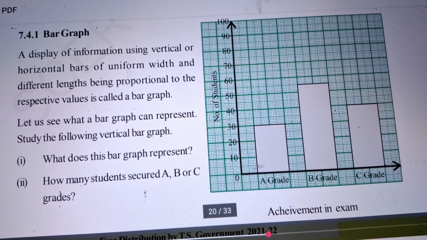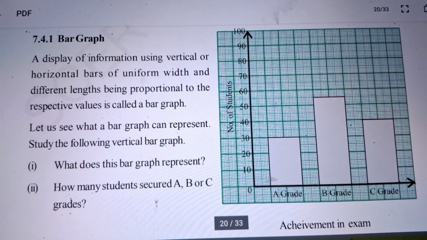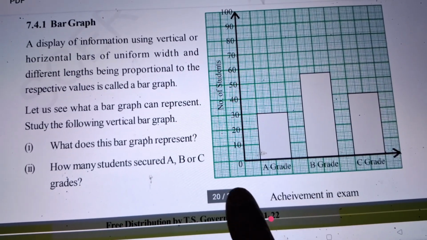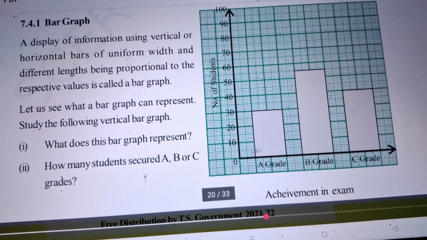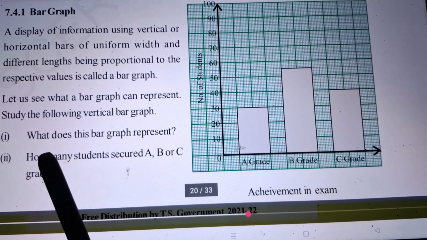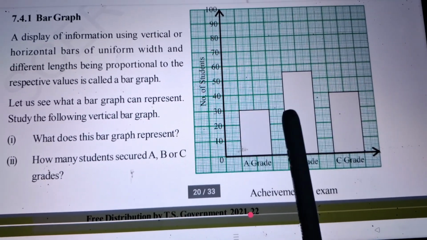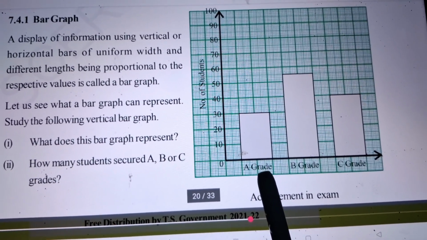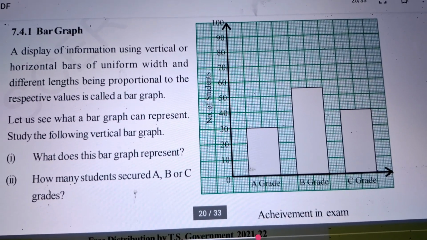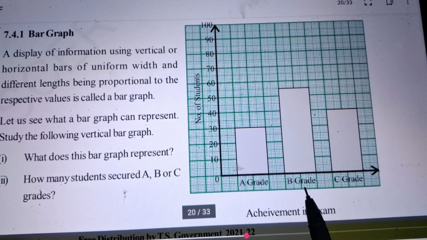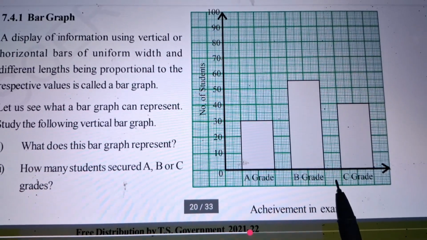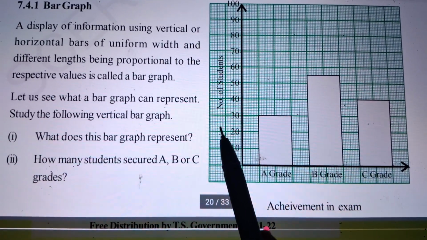So for that purpose, we have an example given here. Let us see this. Even in your examination, you'll be getting this kind of questions where they give you bars and certain questions will be given. You need to answer them. What does the bar graph represent? By seeing the graph, it has grades A, B, C. Grades means definitely some examination has been conducted, and these are the grades that the students have got. On the x-axis, grades are there, and on the y-axis, number of students are there.